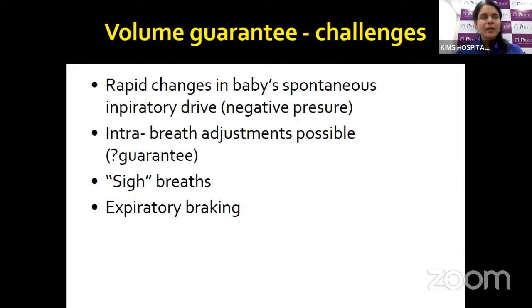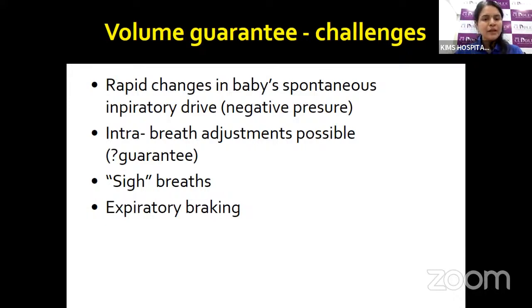For example, if the baby herself had a very strong negative inspiratory pressure generated during a certain breath, the PIP that was required for the next breath may come down very low. Sometimes you may see numbers like 7, 8 centimeters PIP that we generally do not use even in pressure control modes of ventilation. But this may not be the case in a subsequent breath where the baby did not generate enough spontaneous inspiratory drive.